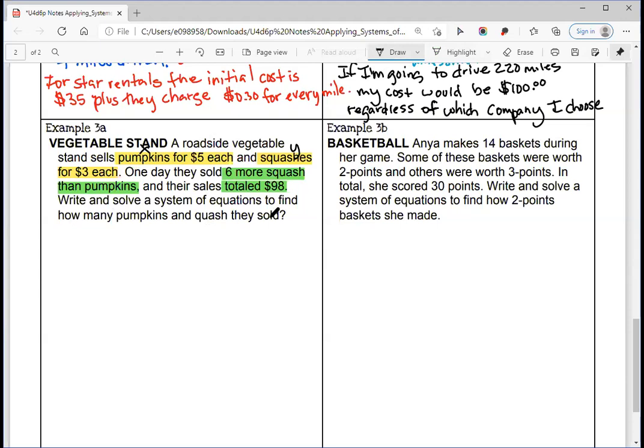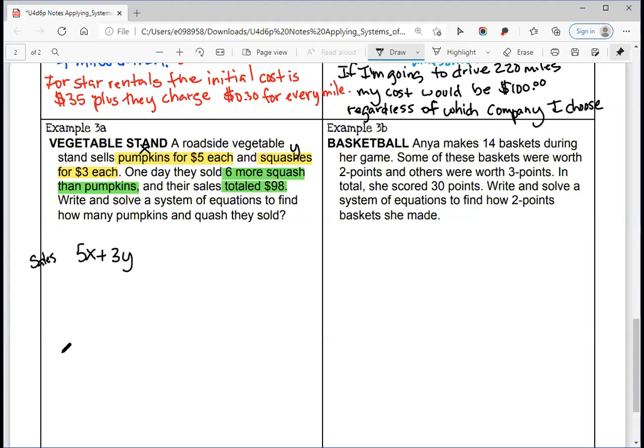Okay. And so I'm thinking $5. Pumpkins for 5 each, that's 5x, right? And for squash, it must be 3y. Okay. And here we're totally talking about sales, yes? So this equation is talking about sales.